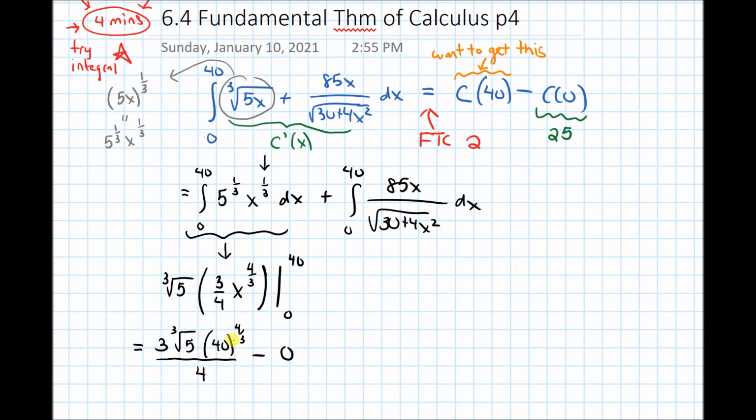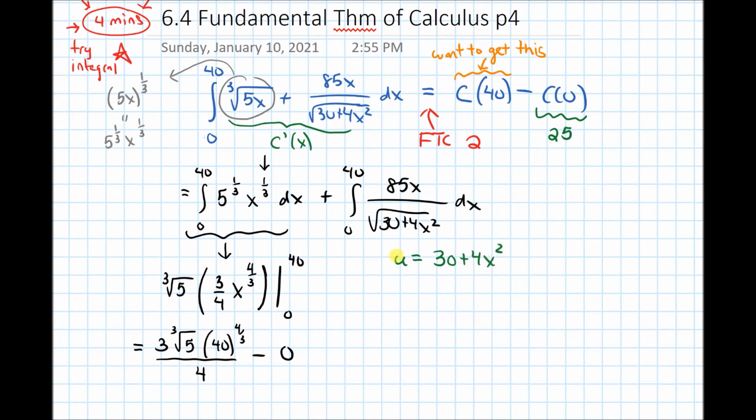Okay, and this is something we'll be able to work out with a calculator, but we have done this first integral. That one wasn't too bad. Let's think about this second integral. So for the second integral, we can do a u substitution. So we can let u be equal to the inside of the square root, 30 plus 4x squared.